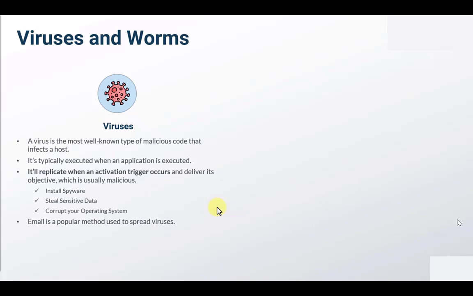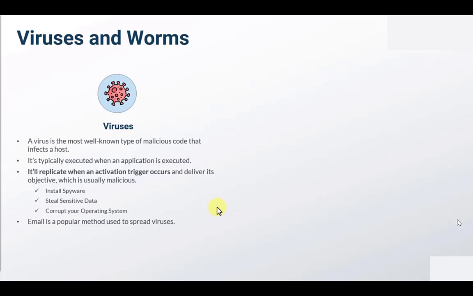For example, when you click on an Excel file or when you open an email, and in this email you have an attachment like an exe file or jpg file or any other file type, the malicious code is embedded in this application. So it will execute with the help of some other application. It does not run by itself. So it is typically executed when an application is executed. This is the important definition of the characteristics of a virus.